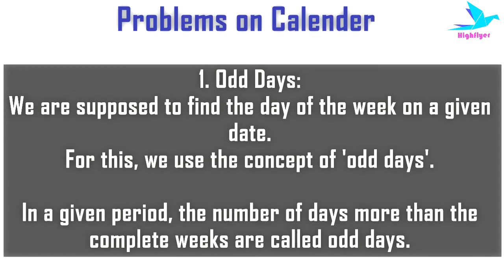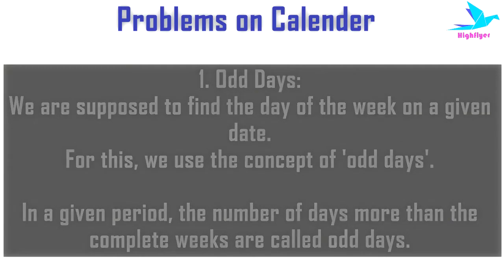We are supposed to find the day of the week on a given date. For this, we use the concept of odd days. In a given period, the number of days more than the complete weeks are called odd days.